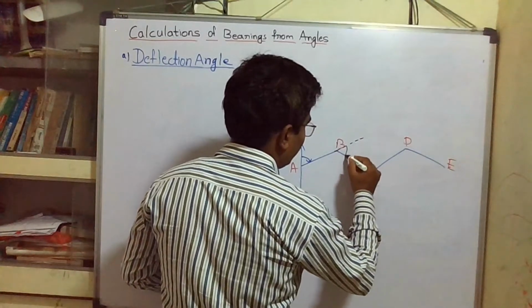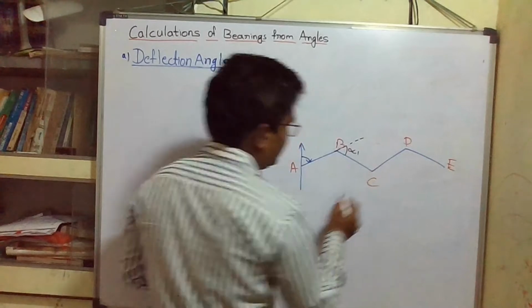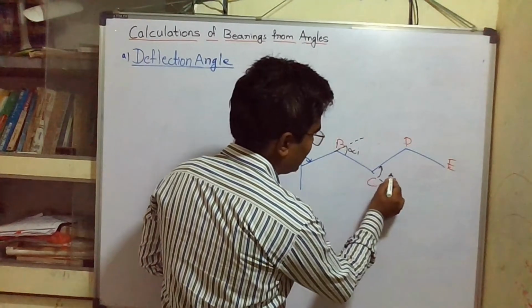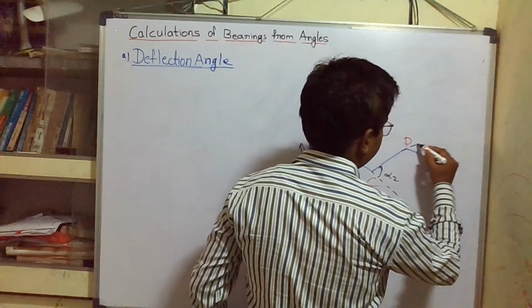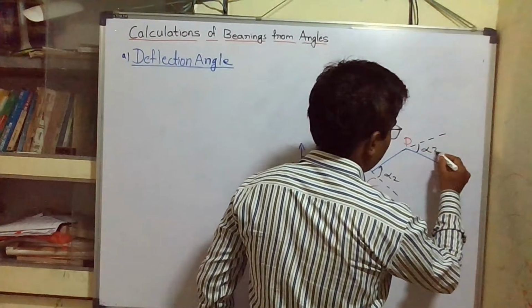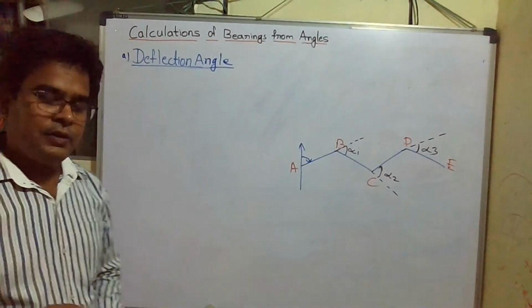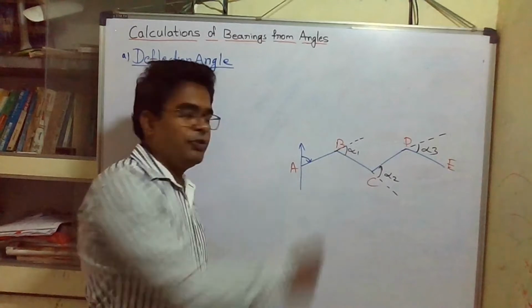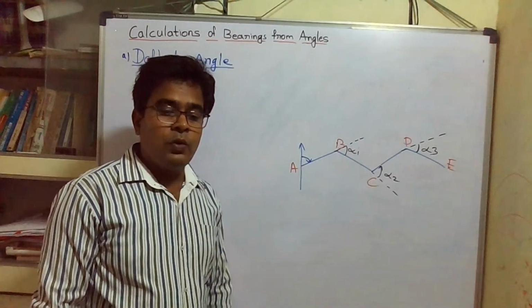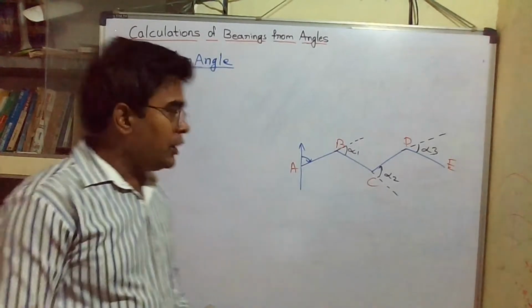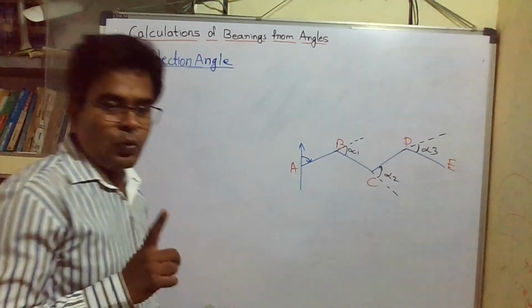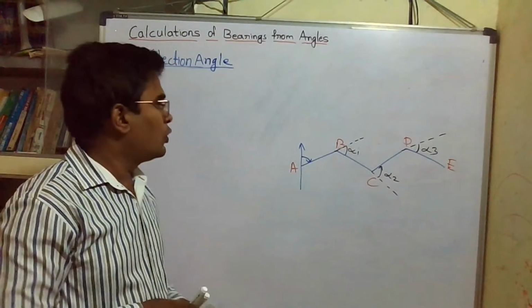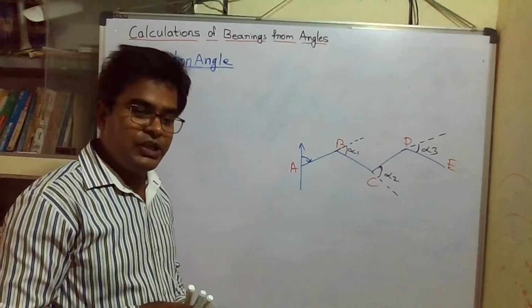Suppose this is one angle, this will be one deflection angle alpha 1. Then if this is another angle, we find this deflection angle alpha 2. Again, we find a deflection angle like this, alpha 3. Means here we find the included angle of the first line and the deflection angles of the other lines. Now we have to find out the bearing of each line from the bearing of the first line and the other deflection angles.